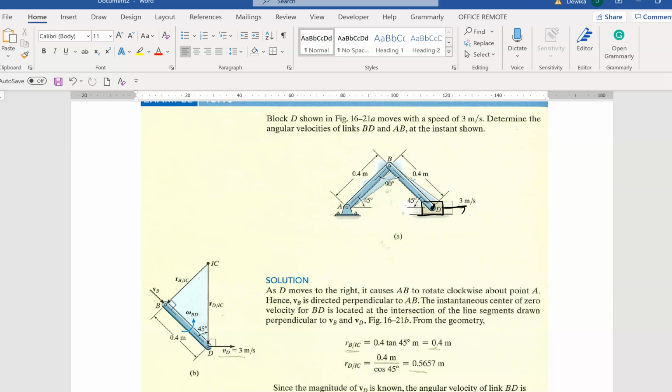So D to D, it is a straight line, right? B to B. B has dropped down here. So how will this be? Something like this, isn't it? So that is the drawing. Can you see here? VD is 3. VB is actually moving this side, or it can also go like this. VB.